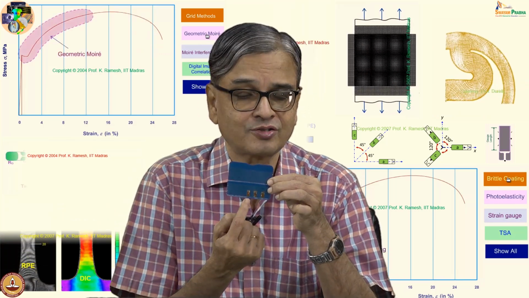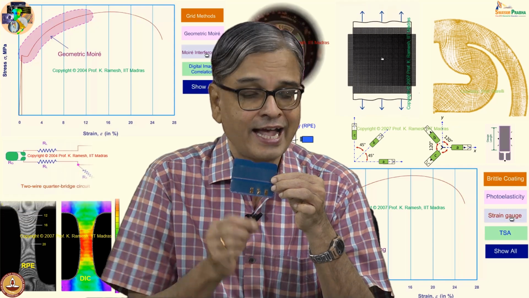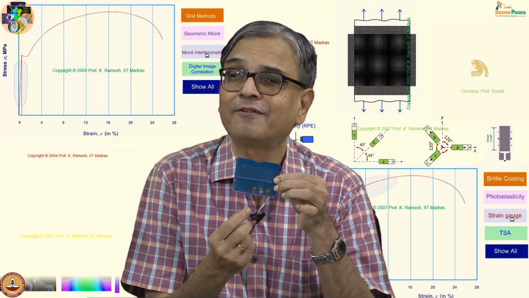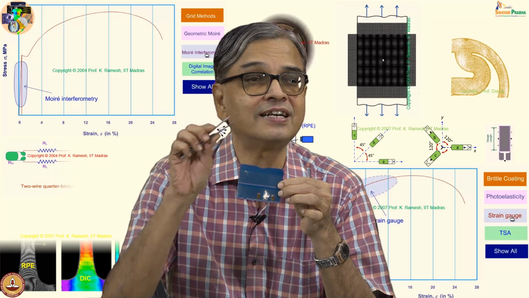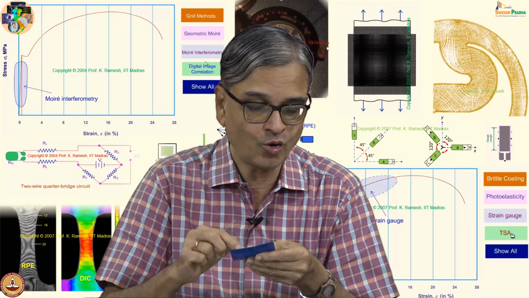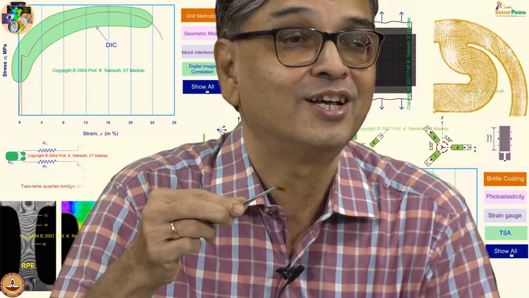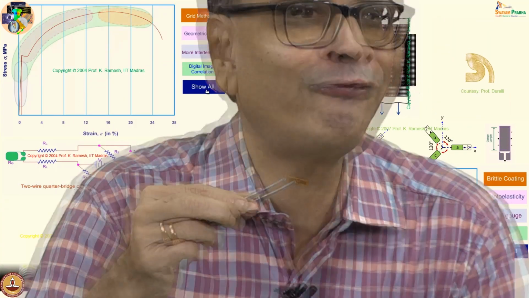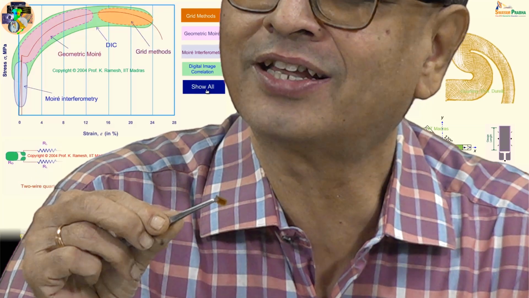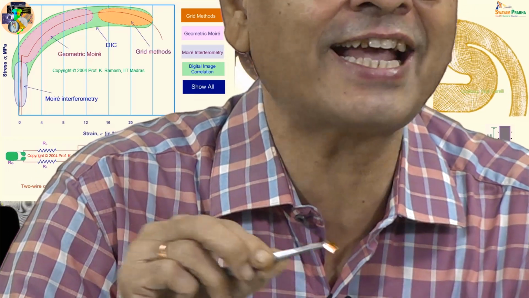You have a small strain sensing element. I cannot go and take it with my fingers. I have to use tweezers, okay, and then take it out. I must handle it very delicately. If I handle it roughly, the strain gauge is gone. Once I paste the strain gauge, I cannot reuse it.